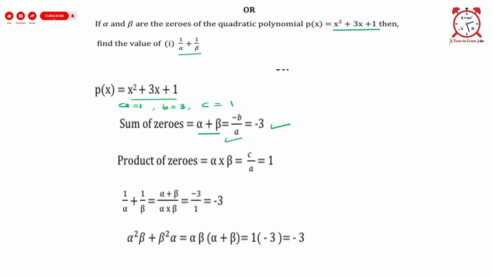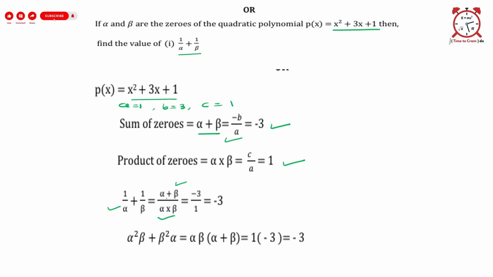In the same way, product of zeros alpha into beta equal to c upon a equal to 1. Now let us begin with the given expression 1 upon alpha plus 1 upon beta. Let us take the LCM. Then after the LCM we are getting numerator as alpha plus beta and denominator as alpha into beta.